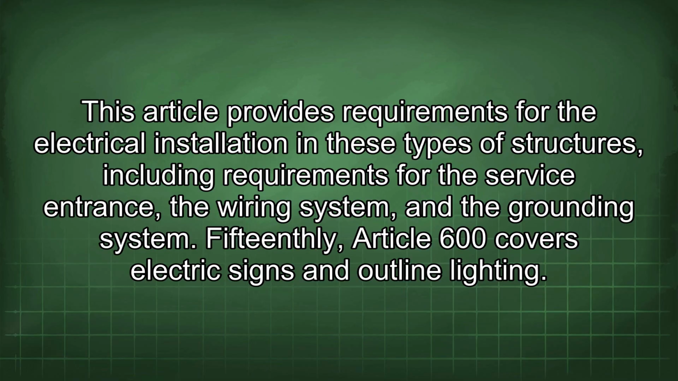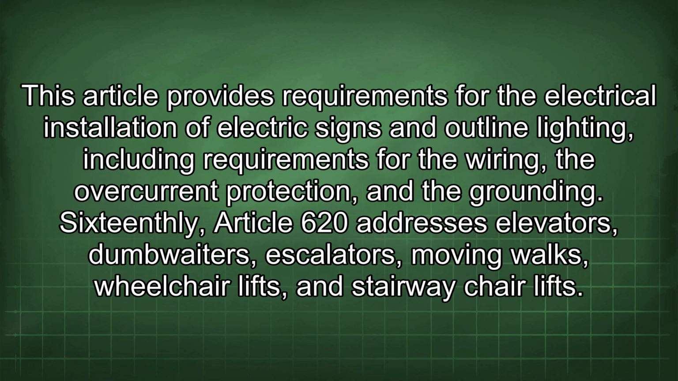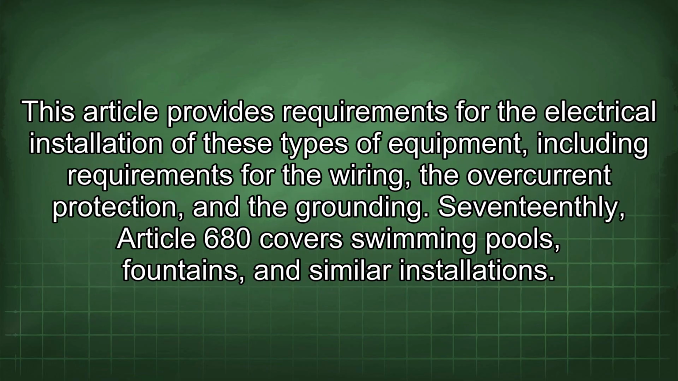15thly, Article 600 covers electric signs and outline lighting. This article provides requirements for the electrical installation of electric signs and outline lighting, including requirements for the wiring, the overcurrent protection, and the grounding. 16thly, Article 620 addresses elevators, dumbwaiters, escalators, moving walks, wheelchair lifts, and stairway chair lifts. This article provides requirements for the electrical installation of these types of equipment, including requirements for the wiring, the overcurrent protection, and the grounding.